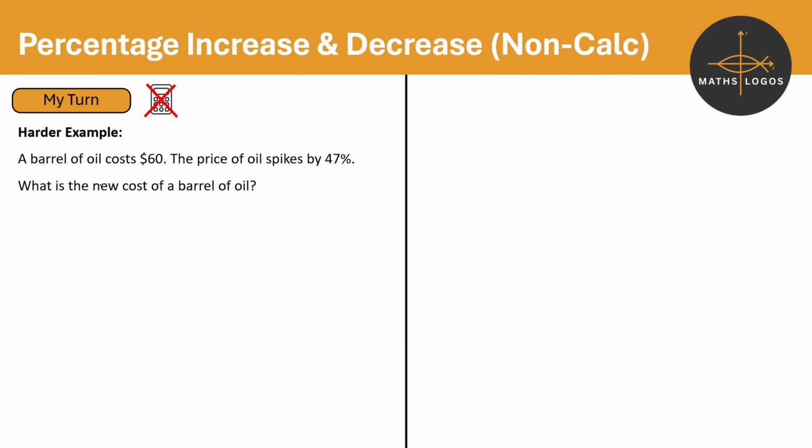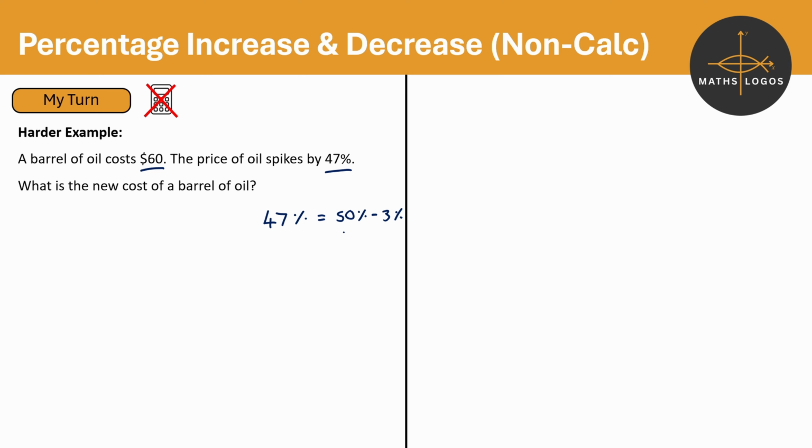Okay, we're going to look at a slightly harder example. It says a barrel of oil costs $60. The price of oil spikes by 47%. What is the new cost of a barrel of oil? We want to work out 47%. I'm just going to think of different ways that I can do that. And one that springs to my mind is to do 50% take away 3%.